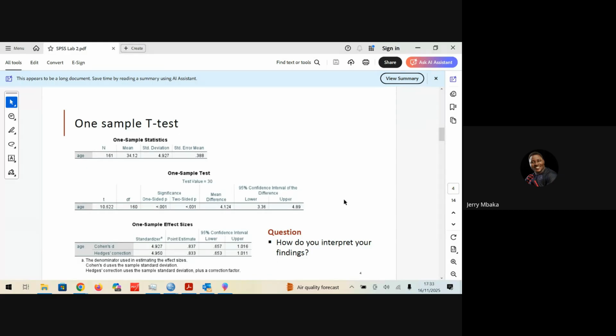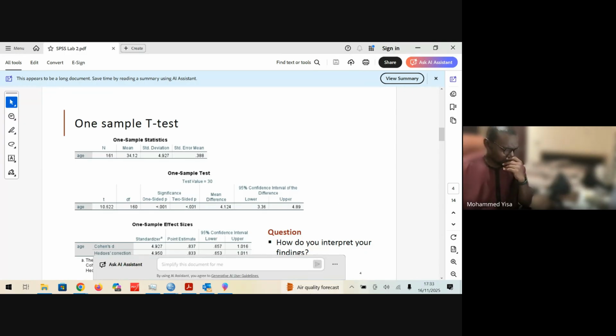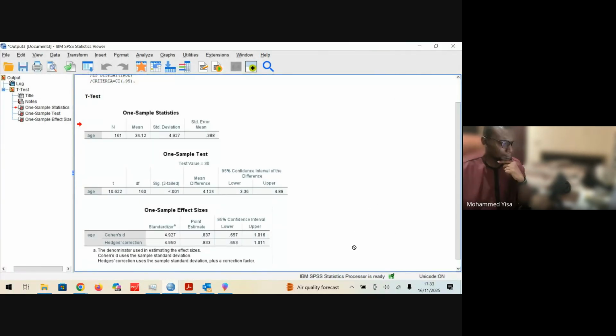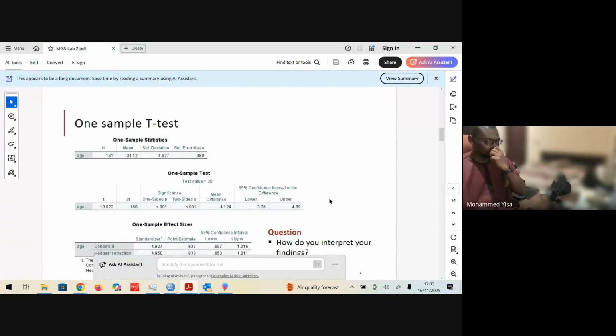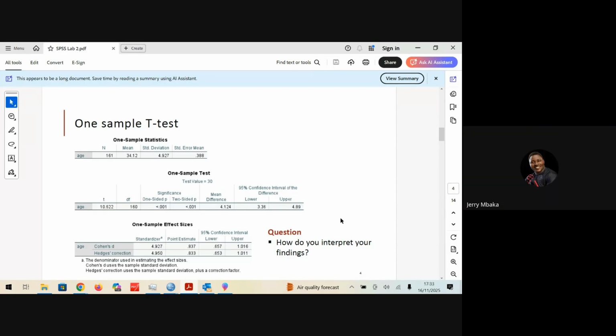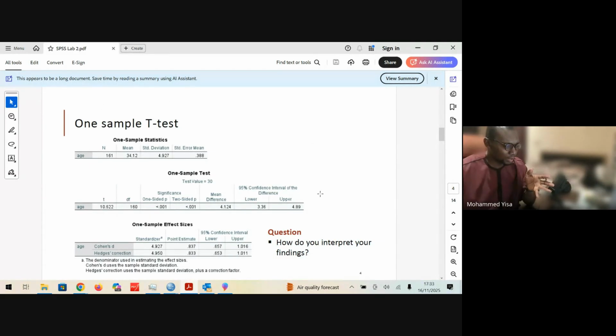Thank you very much. Okay, so can we see that the output here is similar to the output that we have on here? 3.36, 4.89. It's similar to the output we have where? On the presentation. This is the output from the presentation, 3.36, 4.89.